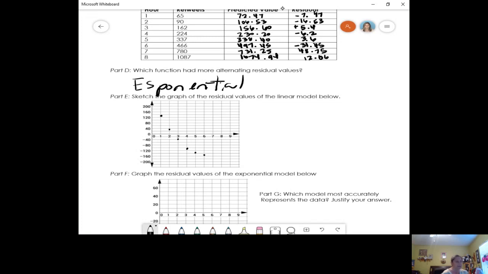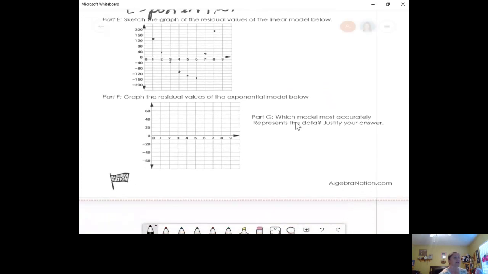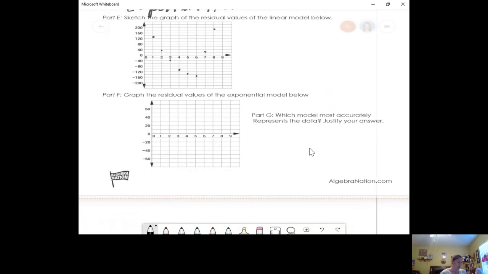7 is at positive 26. So if this is 20, it's going to be right there. And at 8, it was at 194. So if this is 200, it's going to be somewhere right there. Okay. All right. So let's look at the exponential model.